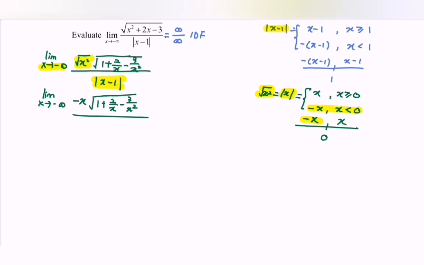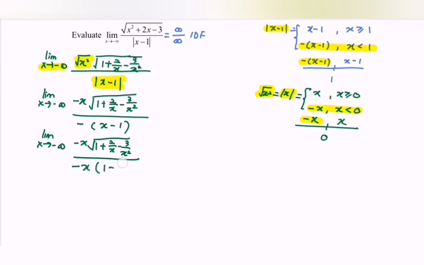By referring to the definition, we have x approaching negative infinity, meaning focus on x less than 1. So here will be the definition: we have the negative bracket x minus 1. So kindly simplify the situation. Limit when x approaches negative infinity, we have to factor out the x for the denominator. So negative x square root of 1 plus 2 over x minus 3 over x squared, over negative x bracket, 1 minus 1 over x.